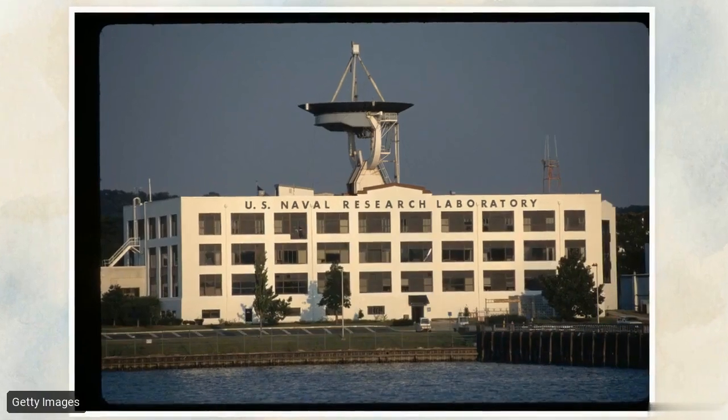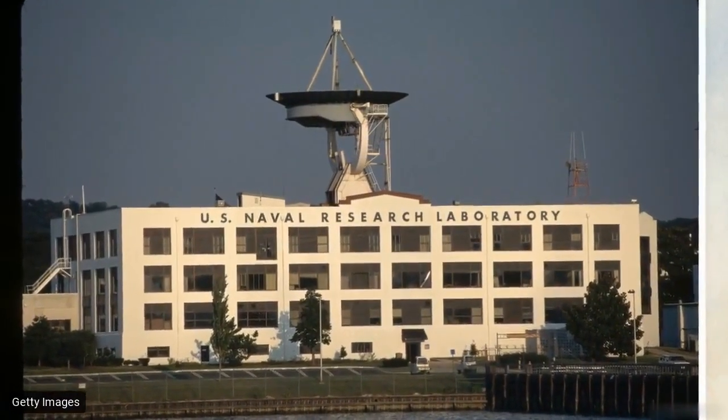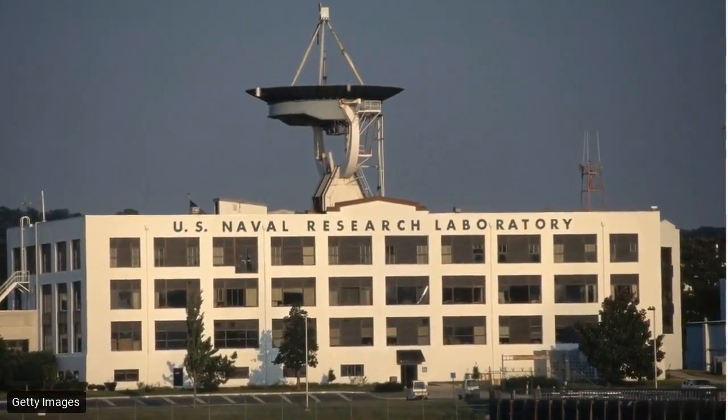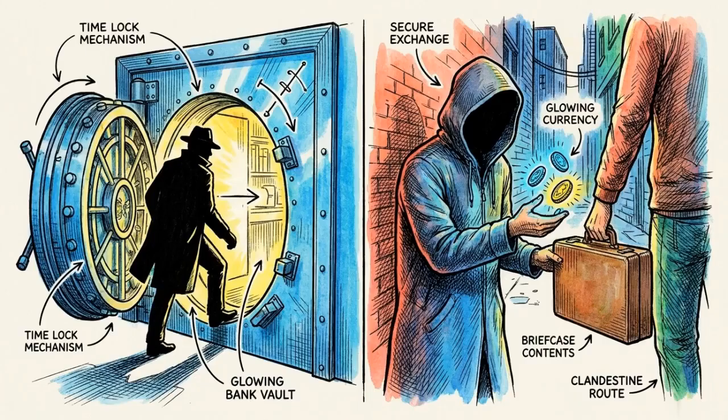To protect these operatives, scientists at the U.S. Naval Research Laboratory began a project to cloak internet traffic entirely. The U.S. military created the dark web as a top-secret tool for espionage. It was a national security asset designed to keep spies safe before it ever became a marketplace for illegal goods.